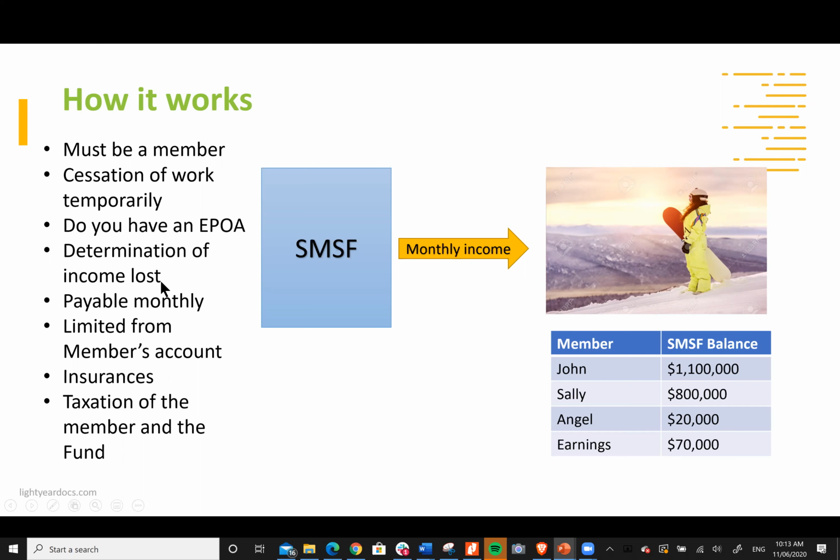Determination of income lost is crucial, because effectively what we're doing is the super fund's almost acting as an insurance company, providing a salary continuance, and that's the best way. If you remind me, I'm going to talk a little bit later on about why it's really important to talk to clients about salary sacrificing. It's payable monthly. It can be payable weekly, but must be payable at least monthly. We'll get into the law around that. There's limited access from a member's account, but we could top that up, for example, with insurances in the fund, earnings, as you see down there, any insurance payouts, or any reserves if there happens to be any inside the fund. So we'll go through that.